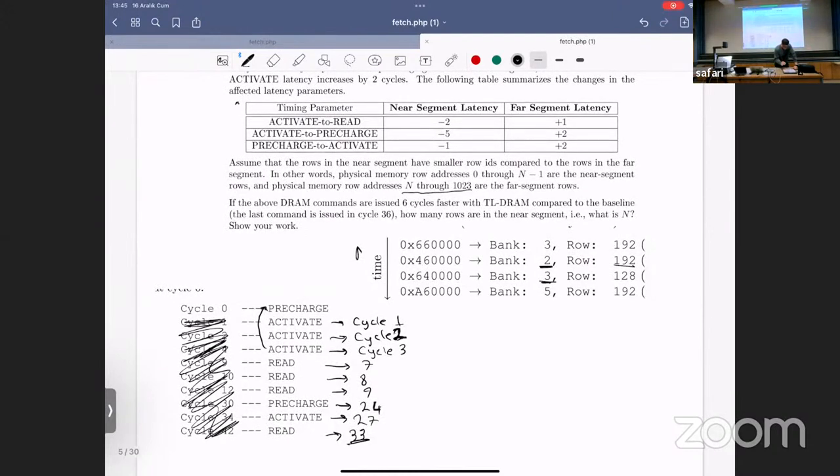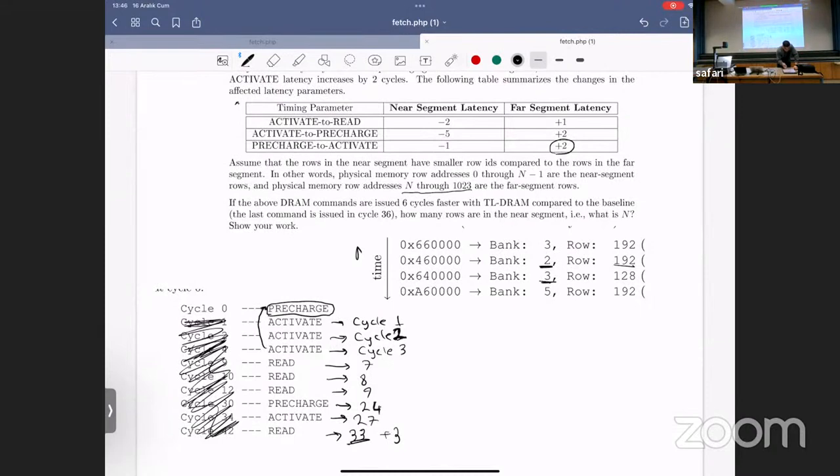And for that, there is one trick we can do. We don't know which row this precharge command targeted. So we will put that in the far segment first. If we do that, precharge to activate for that segment will be two cycles larger. Because we calculated with a precharge to activate latency that was 1 cycle smaller than the default, now we have to make it 2 cycles larger than the default. Now we essentially added 3 more cycles to this.